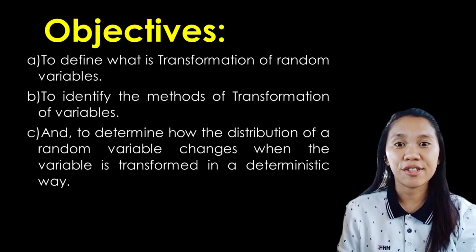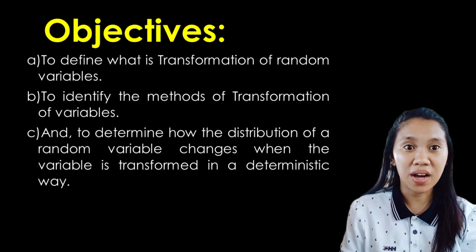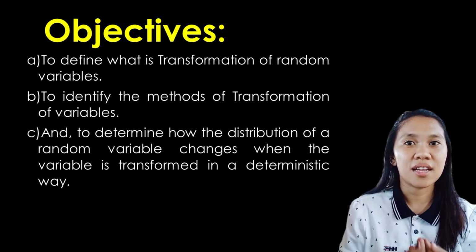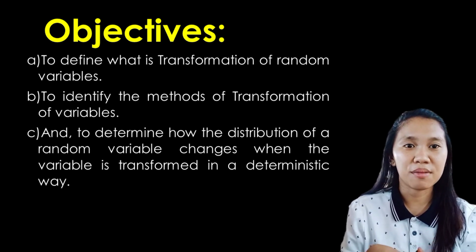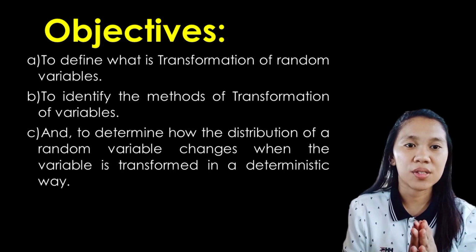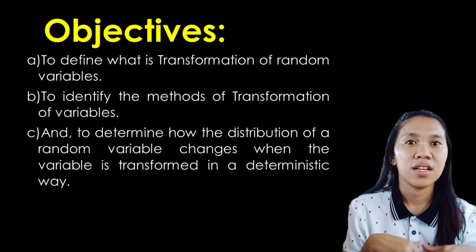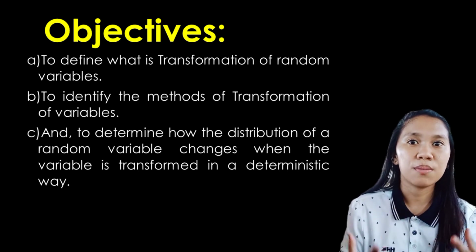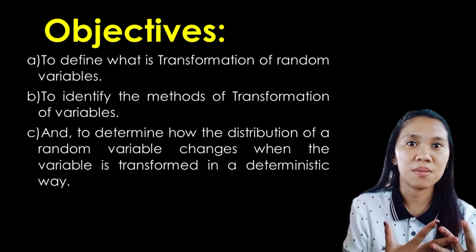So our first objective is to define what is transformation of variables, and second is to identify the methods of transformation of variables, and last one is to determine how the distribution of a random variable changes when the variable is transformed in a deterministic way.